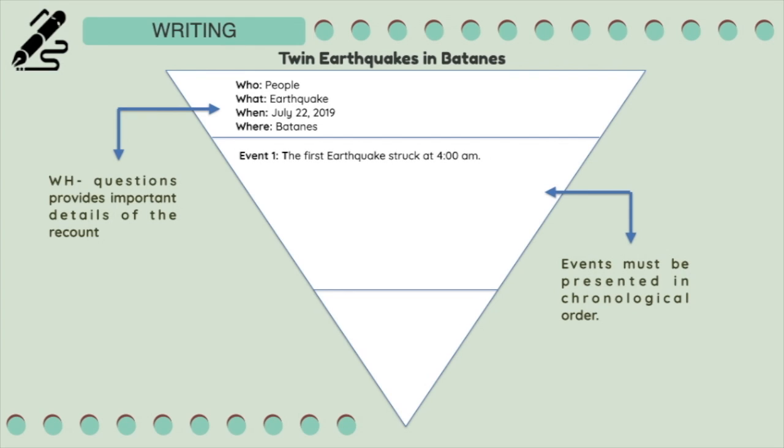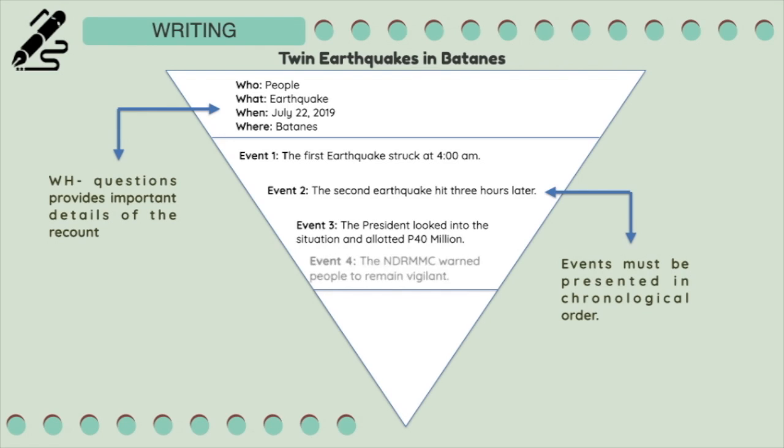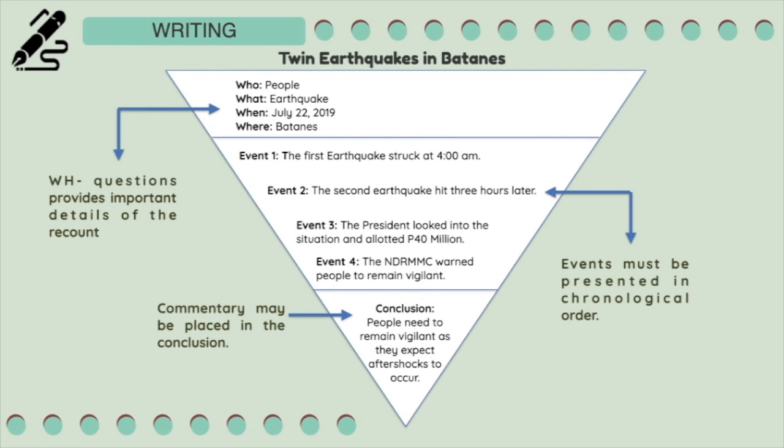The second part of our outline is the events that are presented in chronological order. First event, the first earthquake that struck at 4 a.m. Second event, the second earthquake hit 3 hours later. Third event, the president looked into the situation and allotted 40 million pesos. Last event, the NDRRMC warned people to remain vigilant. And the last part is the conclusion, where comments and statements take place. Conclusion: people need to remain vigilant as they expect aftershocks to occur.